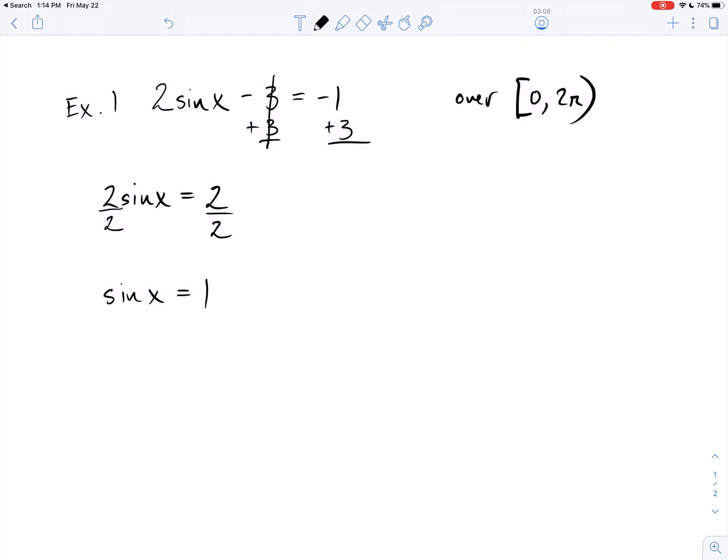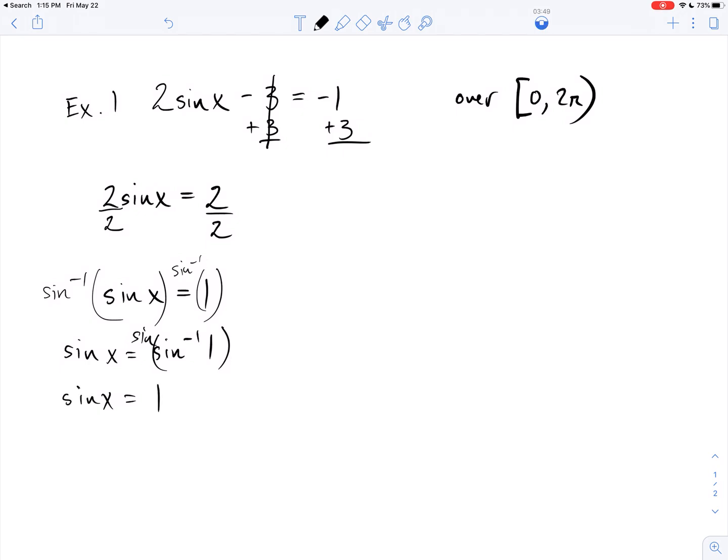Now, here's the deal. If I get a statement like this, I don't need to go inverse function. I don't have to do that to find my solution. If I did, I'd get x equals sine inverse 1. And then I'd go, hey, how do I get rid of that? Oh, I do this again. I would end up walking in a circle. And I'd end up still having sine x equals 1. I'm right back to where I started.